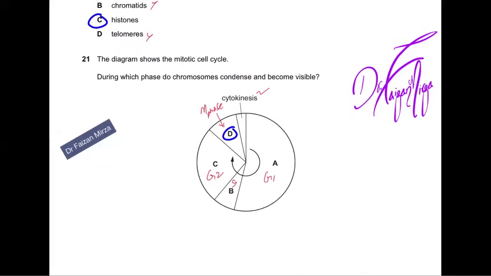The diagram shows the mitotic cell cycle. During which phase do chromosomes condense and become visible? So A, B, and C show interphase: G1, S, and G2. We are told this is cytokinesis, so D must be the M phase. We know that the chromosomes condense in early prophase. So the option is D.